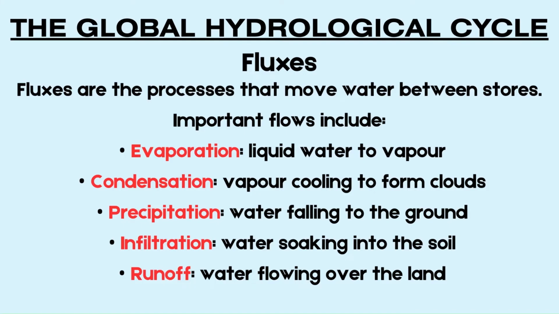Water fluxes are the processes that move water between these stores. Understanding these is essential. Evaporation, water changing from liquid to vapor, particularly from oceans, rivers, and lakes. Precipitation, water returning to the Earth's surface as rain, snow, or hail. Infiltration, water moving from the surface into the soil. Transpiration, water released from plants into the atmosphere. Runoff, water flowing over the surface, often into rivers and eventually the sea.